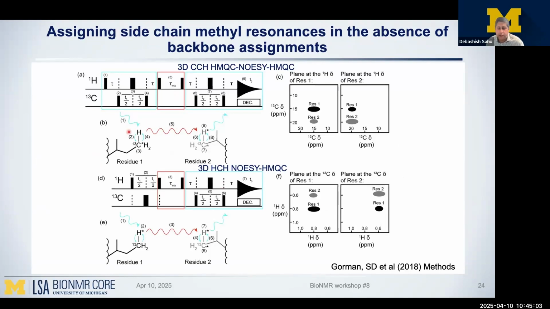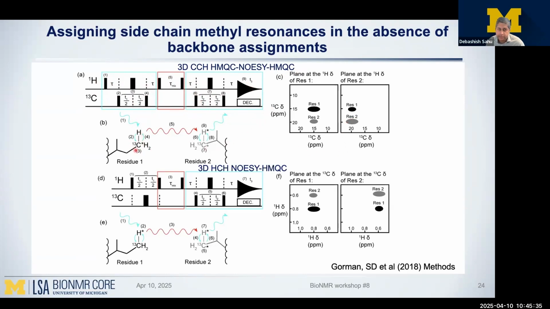Again, this is not all that difficult to understand because, as you can see, this particular part of this experiment is an HMQC. So we call this HMQC NOESY HMQC. So this portion again is a NOESY, and this portion is an HMQC. So it's just combining a bunch of these experiments together and labeling things. In this case, you label the carbon over here. You then do your NOESY mixing time. Then again, you label the carbon over here, and you do your direct labeling.